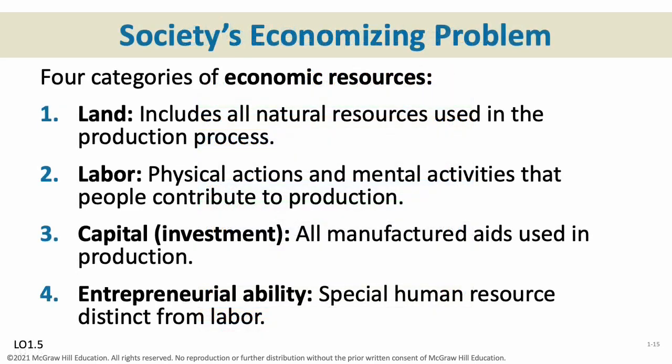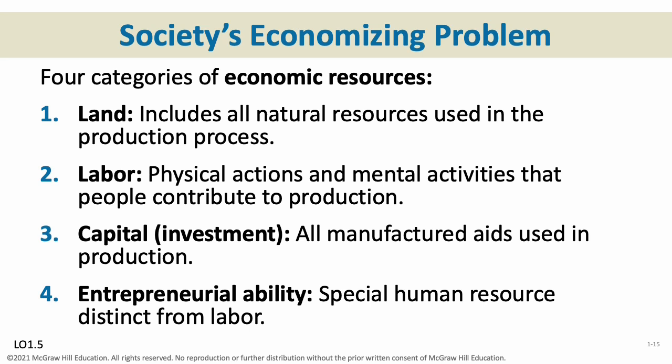Now, society contains an economizing problem as well. An individual's economizing problem is what can you buy and what can you afford? Whereas society has to determine how to use its resources to best meet its needs. So society has 4 kinds of resources.